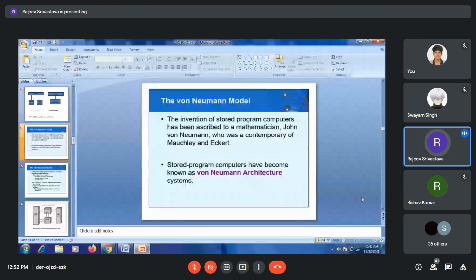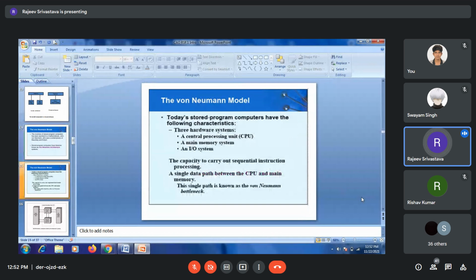Just to read a few things about the von Neumann model, the invention of stored program computers has been ascribed to a mathematician, John von Neumann, who was a contemporary of Mauchly and Eckert. Computers have become known as von Neumann architecture systems. Today's stored program computers have the following characteristics: three hardware systems, a central processing unit, a main memory system, and an IO system. The capacity to carry out sequential instruction processing.